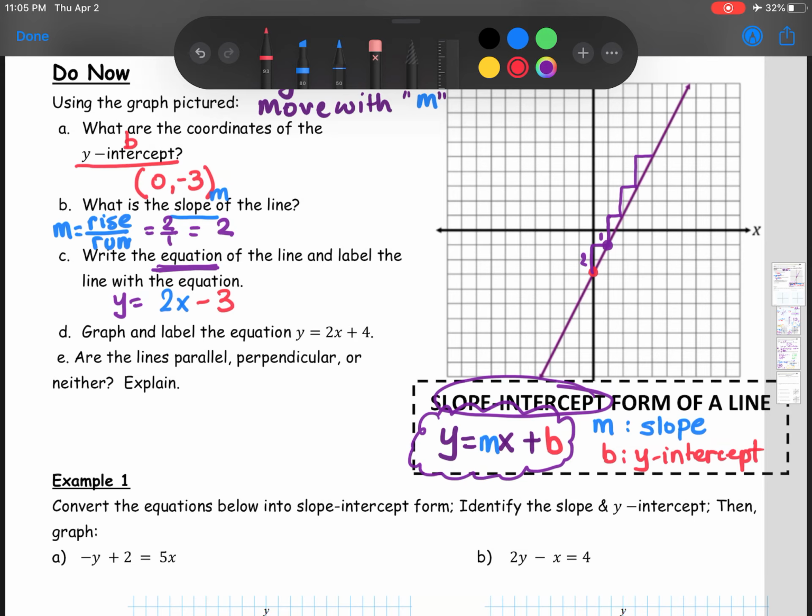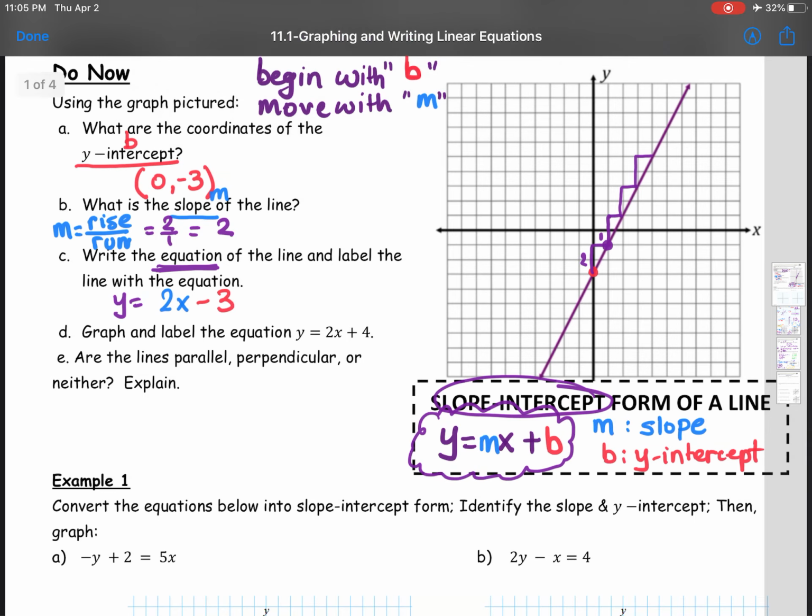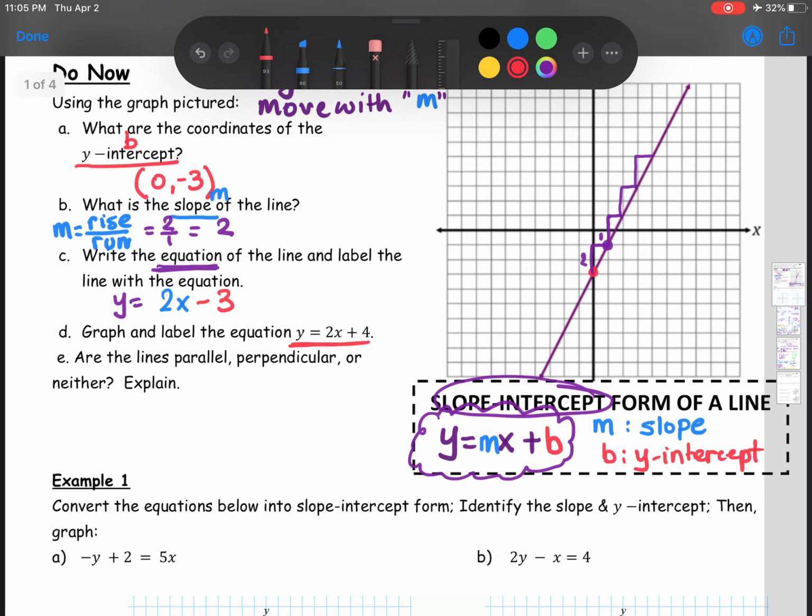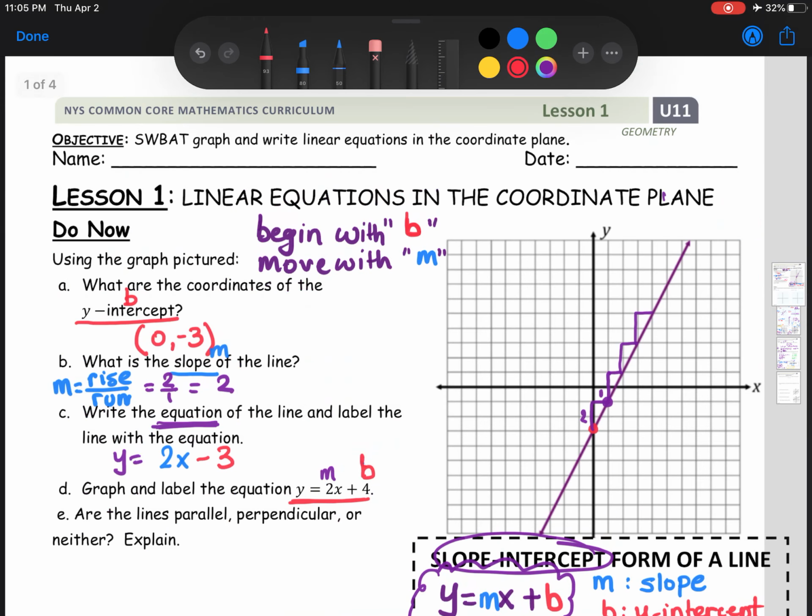Okay, now it's part D. It says graph and label the equation y equals 2x plus 4. So I wrote something up here for you guys to read. Begin with b, move with m. What does that mean? In the equation that's given to me here, what's my m and what's my b? My m is the coefficient of x, which is 2, and my b is 4. So I'm going to first begin with your b. Plot your y-intercept, your b, first. So b is 1, 2, 3, 4. Your b is right here. Oh, my bad.